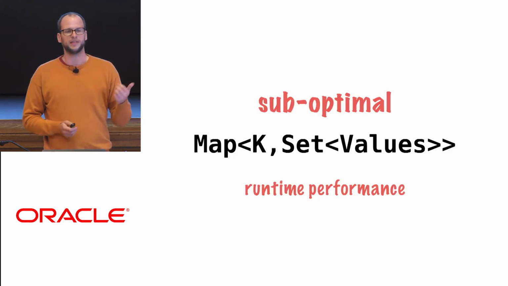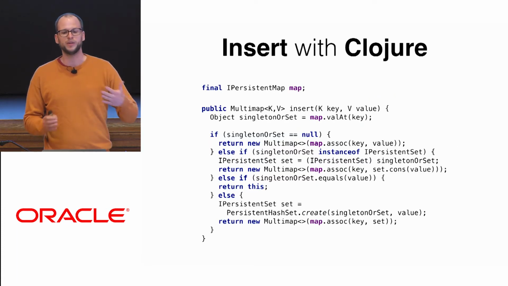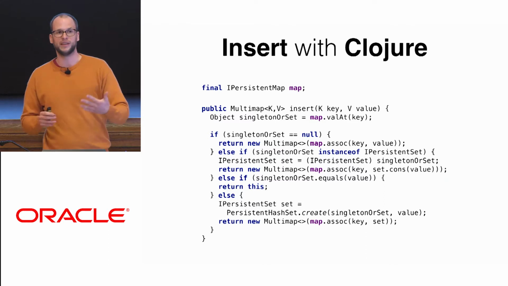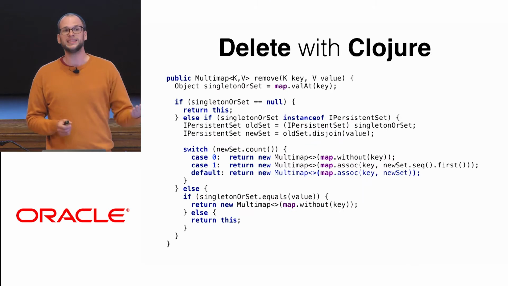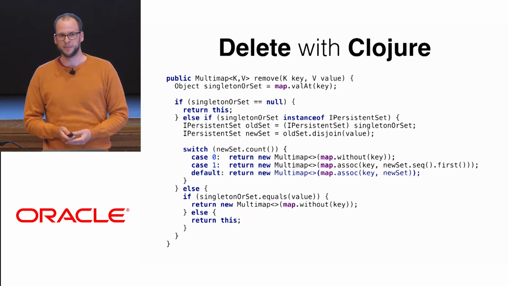One of them is that the runtime performance is suboptimal. I would like to just flash you some code. You're not supposed to read it all in. It shows how you would implement, for example, insertion in a multimap with Clojure's data structures. There's already some optimizations involved, a lot of dispatching, case distinctions, even dynamic type checks. And it doesn't get easier with delete.